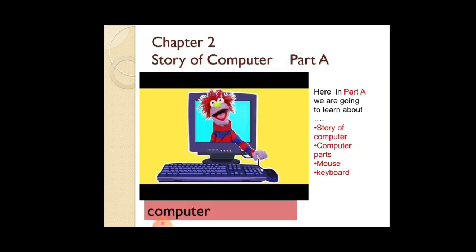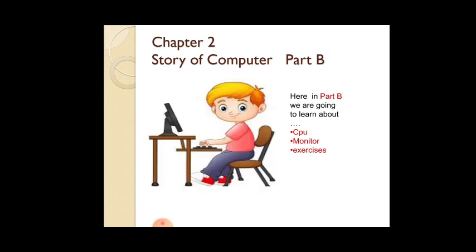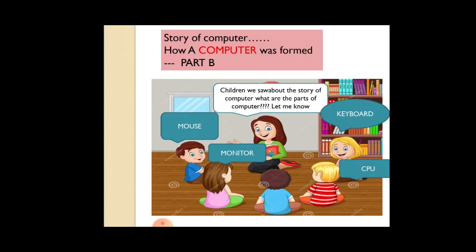So I'll be continuing with the story of a computer with part B. In part A we have learnt about the story of a computer. Everyone has understood the story of computer, right? So computer parts, what are the main parts of computer? Then mouse and keyboard. Now we are going to learn about the CPU, monitor and exercises. So shall we start now? Yes. So story of a computer, how a computer was formed, part B.